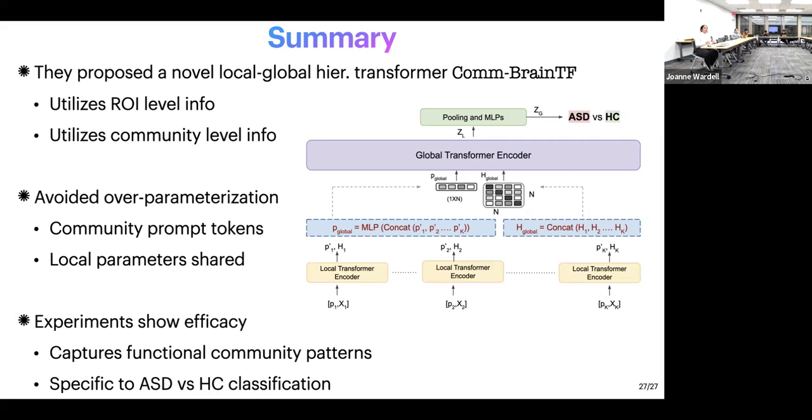Then they did these experiments and visualizations showing the efficacy of their work. They were able to show that they did get marginal improvements over the other architectures. Their visualizations show that functional connectivity and attention scores are higher in these brain networks that are specific to ASD and healthy control classification. And yes, that's my slides. Does anybody have any questions?